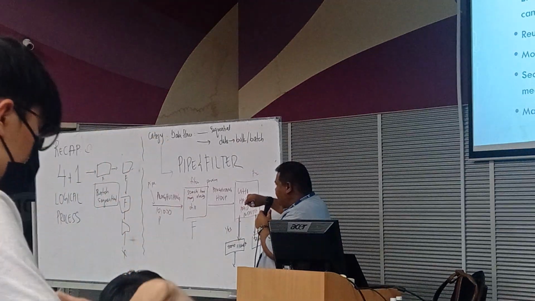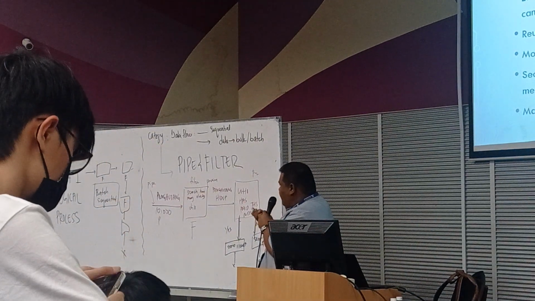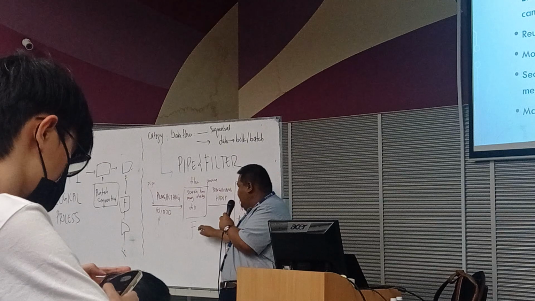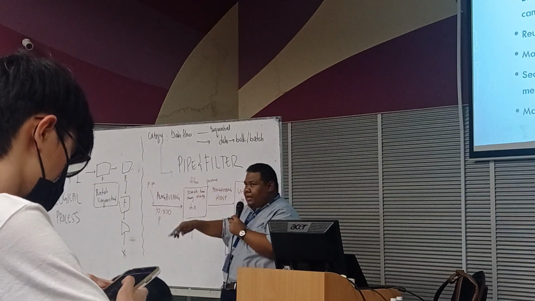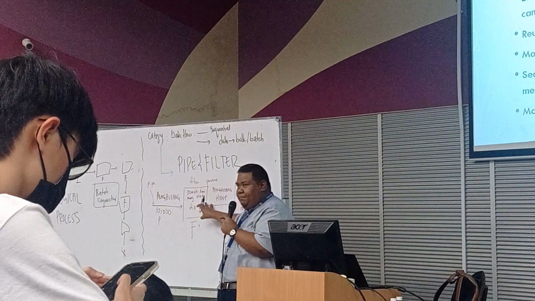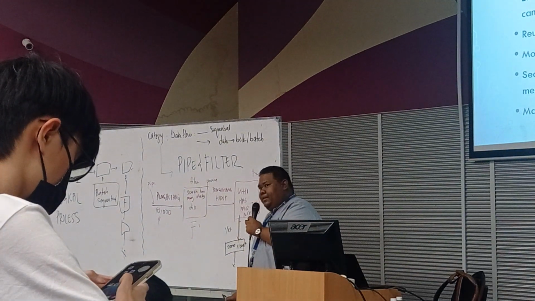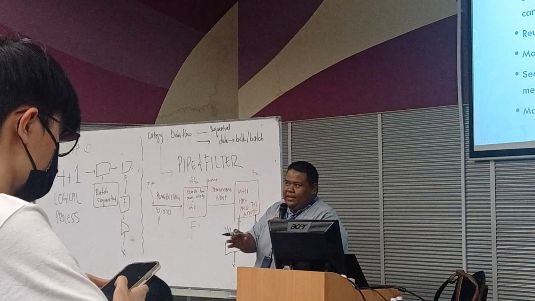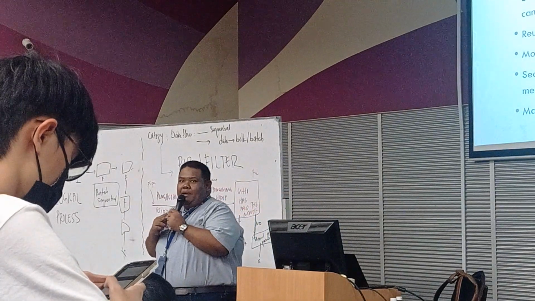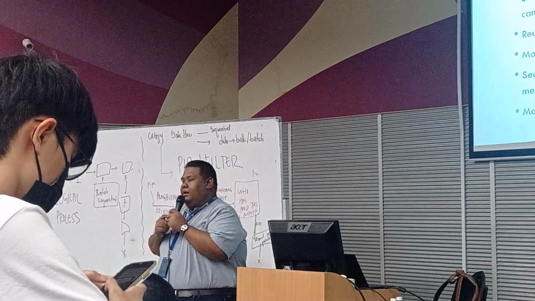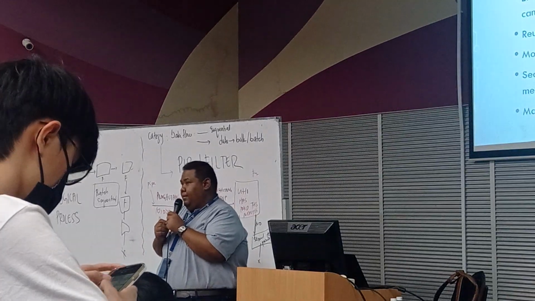Modifiability in pipe and filter is achieved by having independent filters. Each filter is independent, so if you remove them, change them, modify them, or add more filters, it will not disturb all the existing filters. So that's how pipe and filter achieves modifiability.